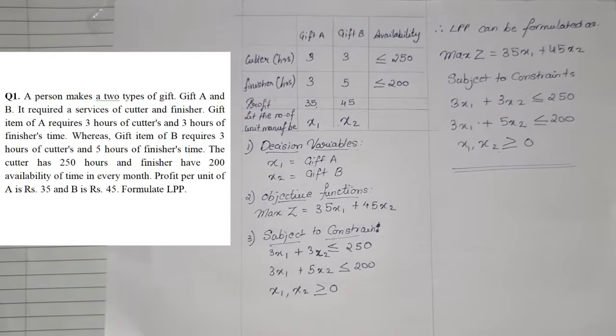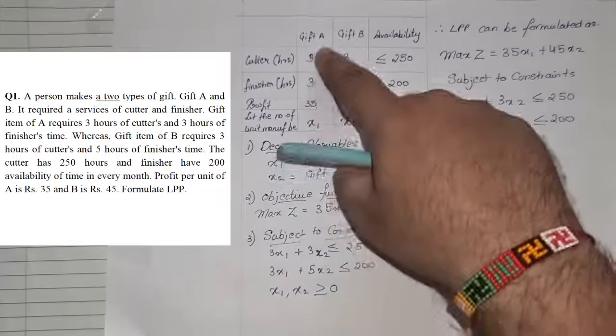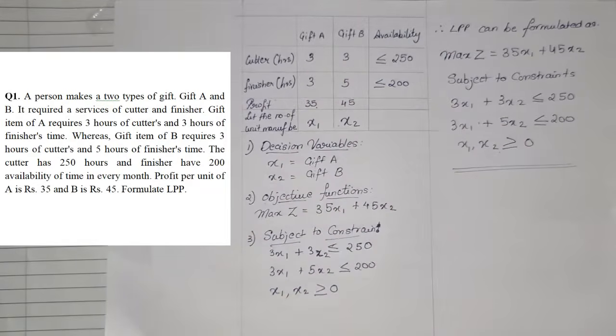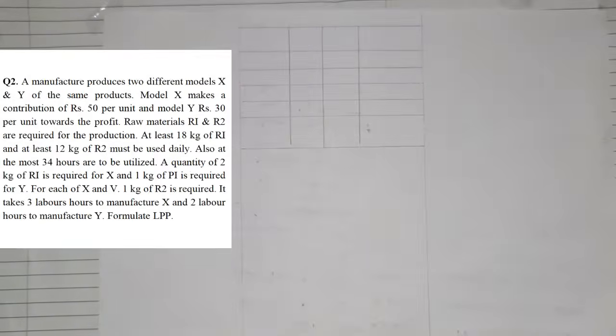So this is how you had to solve the sum based on LPP. Now this was a maximization sum having 2 criteria. Now we're going to take up a sum that is again based on maximization but having 3 criteria. Let us see that sum, the second sum.